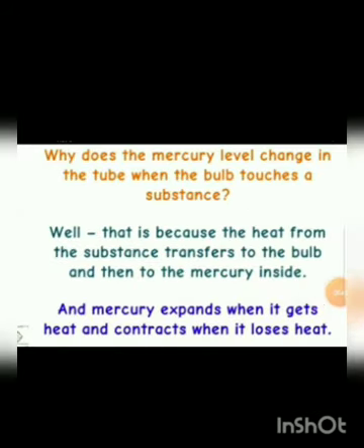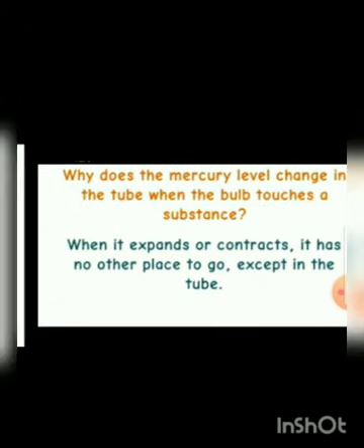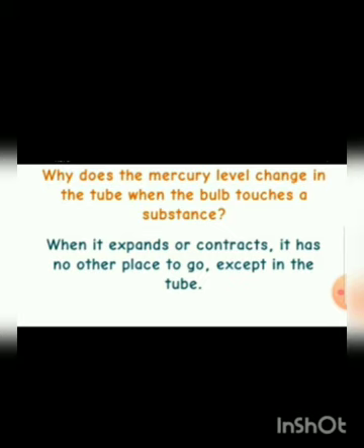Now, why does the mercury level change in the tube when the bulb touches a substance? Because the heat from the substance transfers to the bulb and then to the mercury which is present inside. The mercury expands when it gets heated and contracts when it loses its heat, that is, it cools down. Because it expands or contracts and it has no other place to go except in the tube itself.